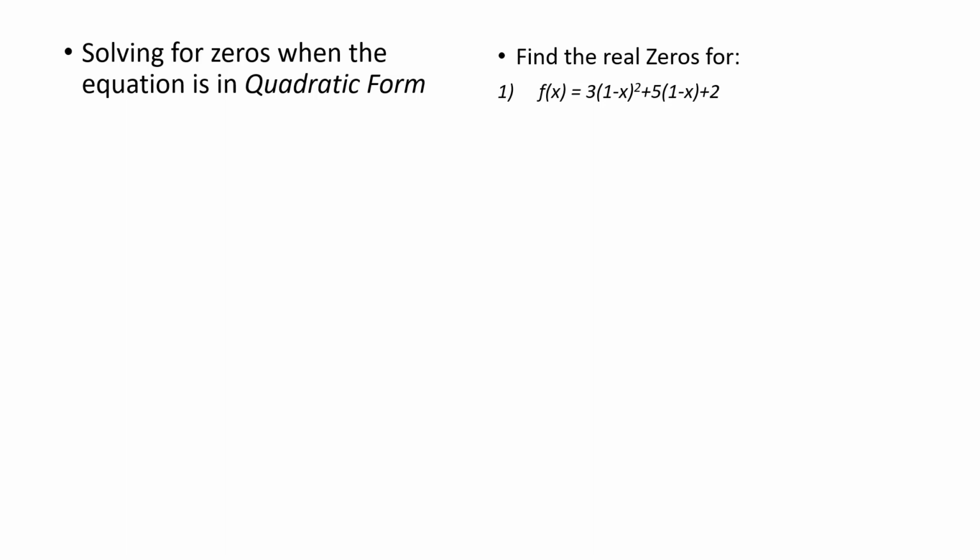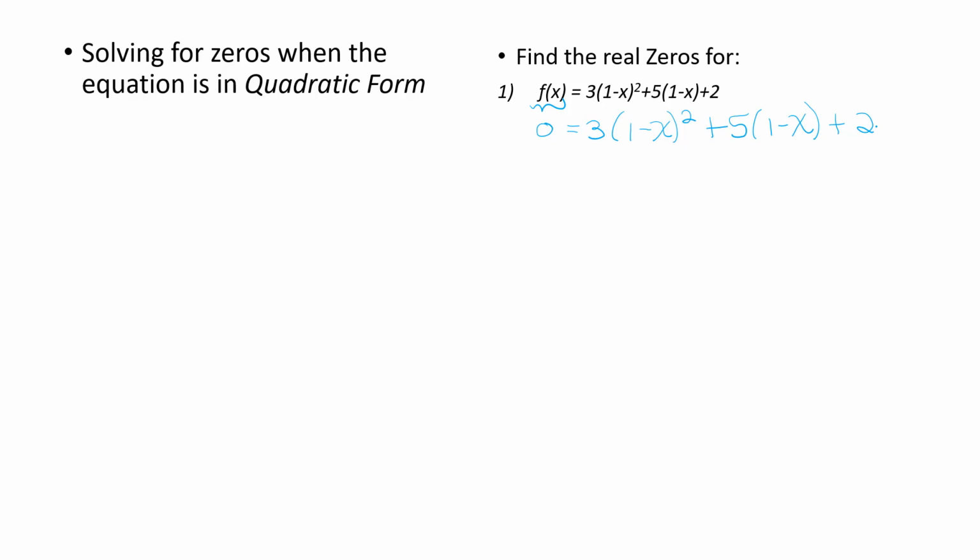Now, when you're finding zeros, you're finding basically where you cross the x-axis. So for something like that, we're going to have the f of x here be 0. So we're technically doing 0 equals 3 times (1 minus x) squared plus 5 times (1 minus x) plus 2. Now, in these, rather than trying to simplify and not make a mistake doing that, it would be better to just do a substitution and turn this into an easier quadratic to solve.